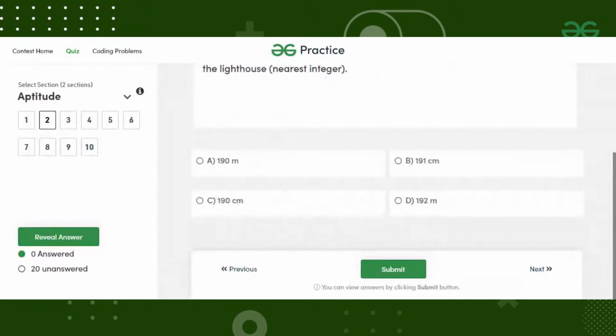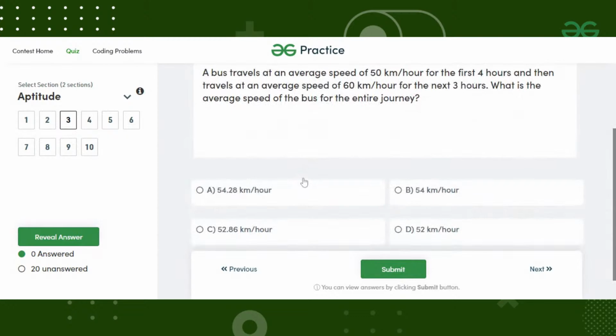Okay, let us now move to the next question. That is, a bus travels at an average speed of 50 km per hour for the first 4 hours, and then travels at an average speed of 60 km per hour for the next 3 hours.